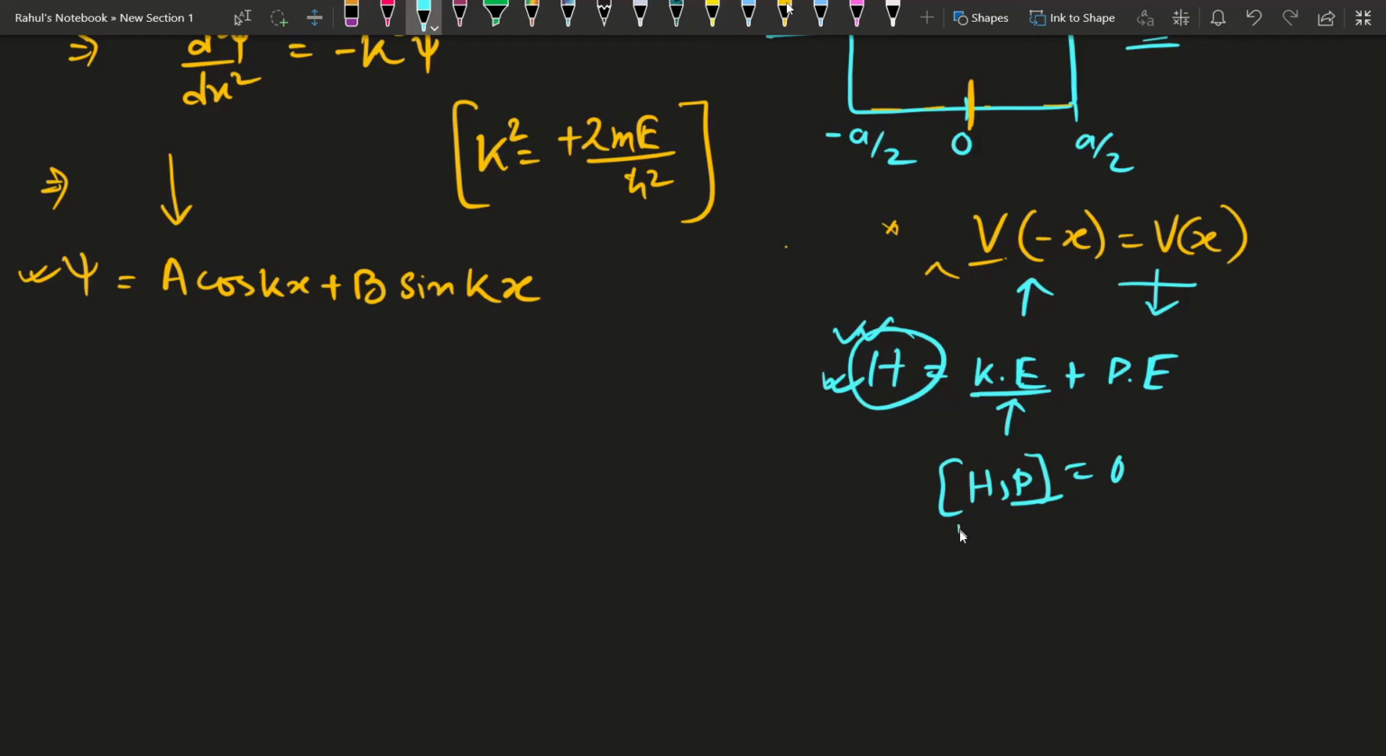That means whenever two operators commute, the two can have a joint eigenstate, or the two can be expressed with the same eigenstate, or eigenbasis, you can say. And we know that the eigenstate of a parity operator will always have a definite parity. The eigenstate of a parity operator always has definite parity.